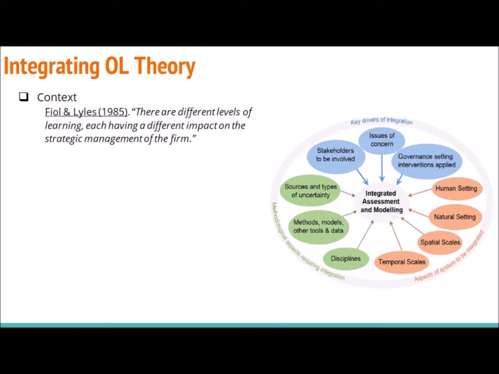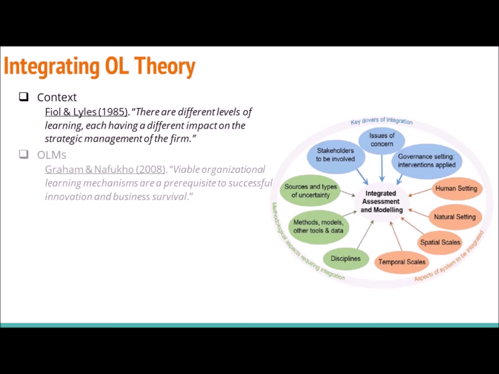Feil and Lyles define context as characteristics of the organization and its environment, which determines to a great extent the likelihood that organizational learning will take root and be productive. Graham and Nfuko highlighted the importance of organizational learning mechanisms, or OLMs, that model the openness, risk-taking, and reflection necessary for learning. OLMs also communicate a compelling vision of the learning organization and provide the empathy, support, and personal advocacy needed to lead others in that direction.